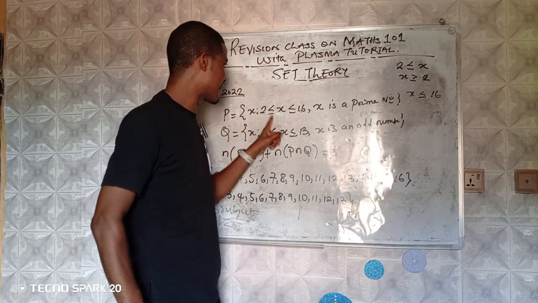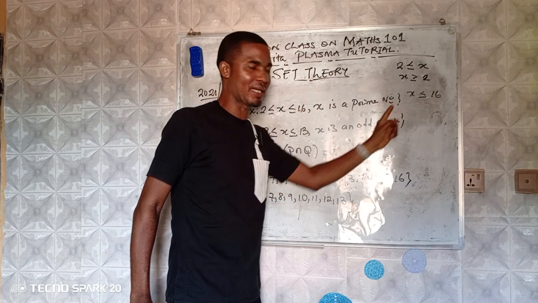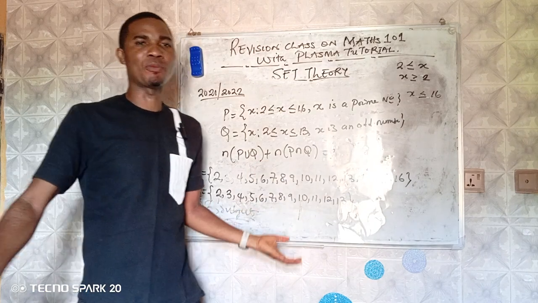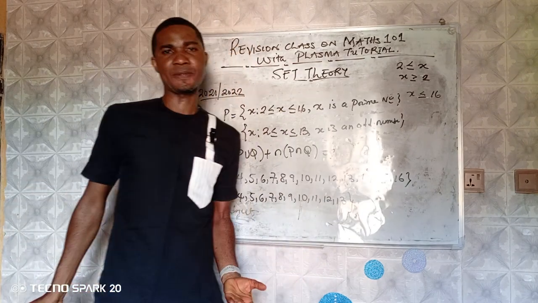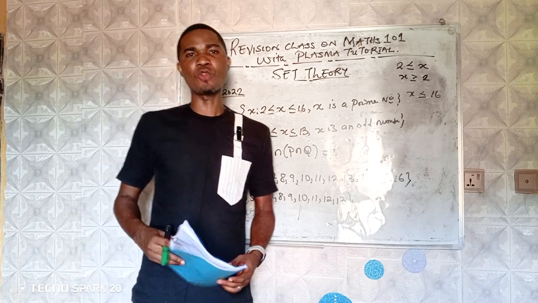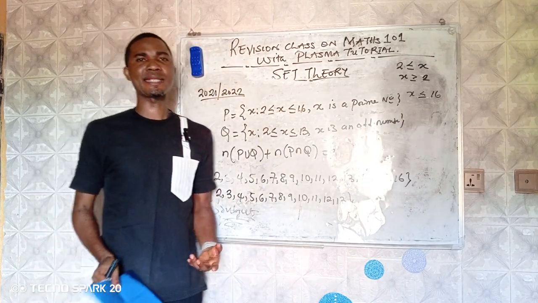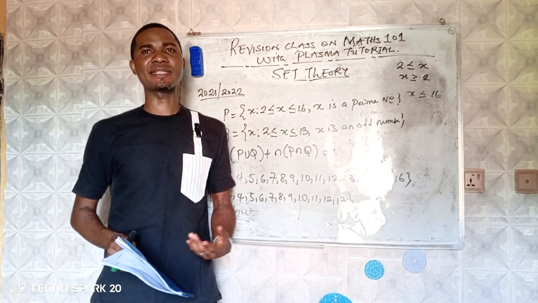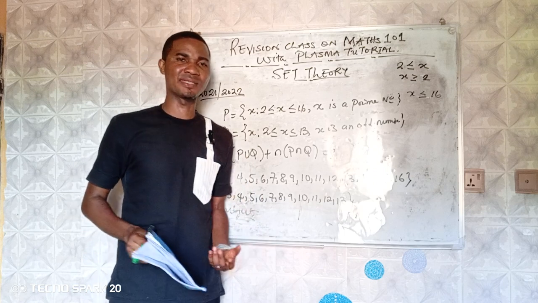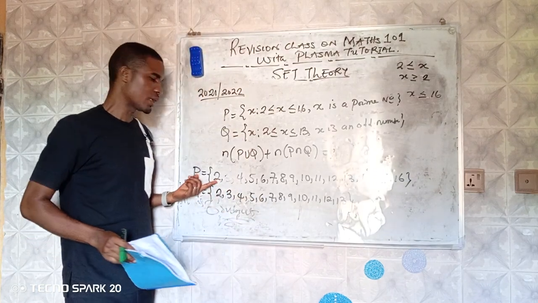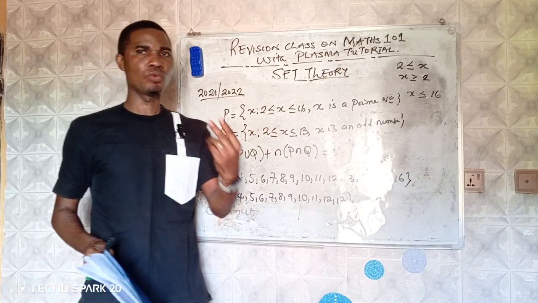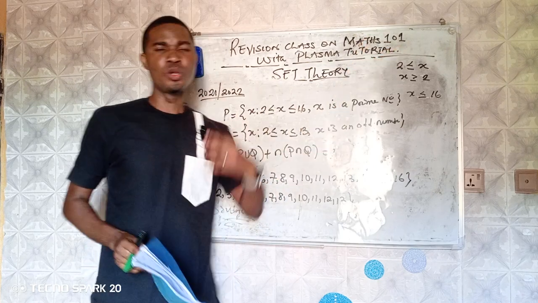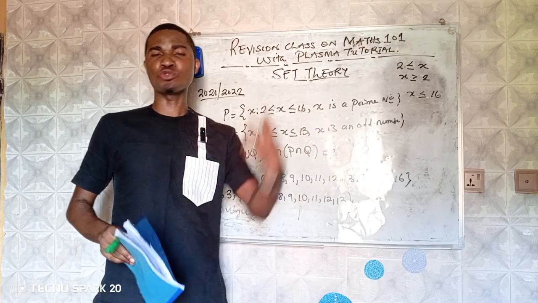They say that P is this. However, X is a prime number. So, all the numbers that will make up this P are going to be prime numbers. What are prime numbers? Prime numbers are numbers that have two factors. Prime numbers are numbers that have how many factors? Two. In secondary school, they will say a number that can be divided by two numbers, which is one and itself, is a prime number. But here we define it as prime numbers are numbers that have two factors.